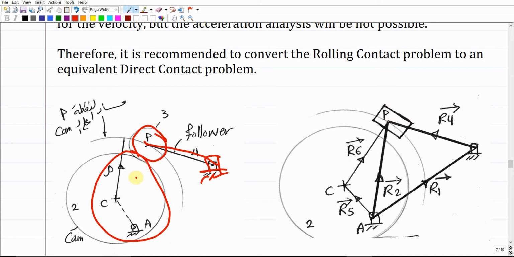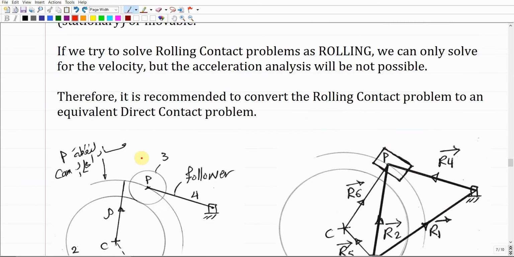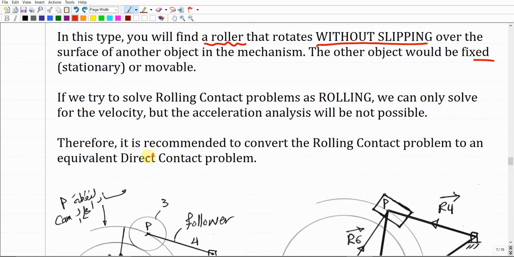The other object could be rotating, like the case of the cam. The cam is rotating, the follower is going to move, and the roller itself is going to rotate because of the rotation of the cam. But the key condition is that there is no sliding between the two objects.